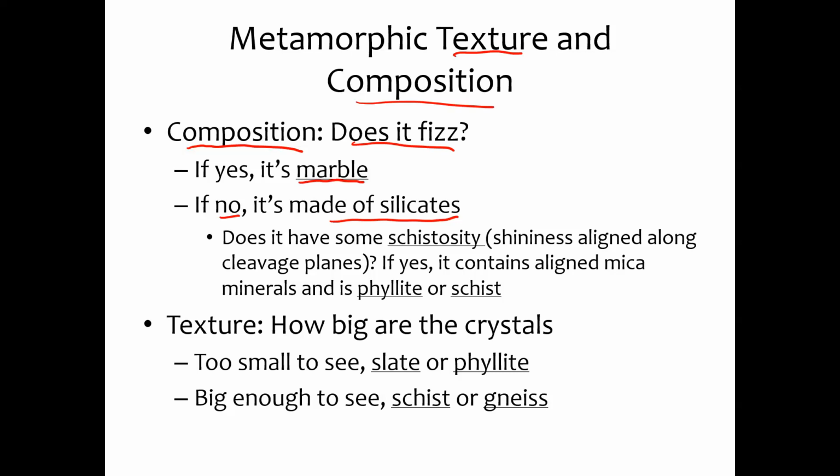The next thing to check is, does it have what we call schistosity, shininess aligned along cleavage planes? If yes, it contains those aligned mica particles, and it could be the phyllite, where you don't see the crystals, but it's still sort of waxy shiny. Or it could be schist, if you do see the crystals.